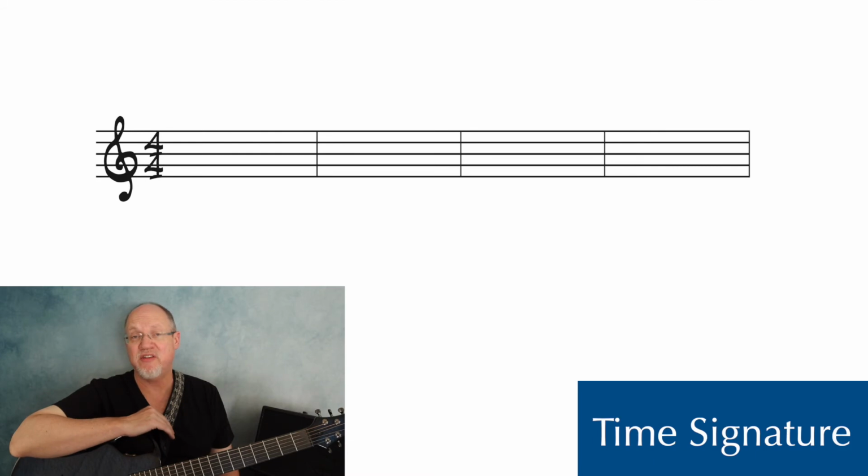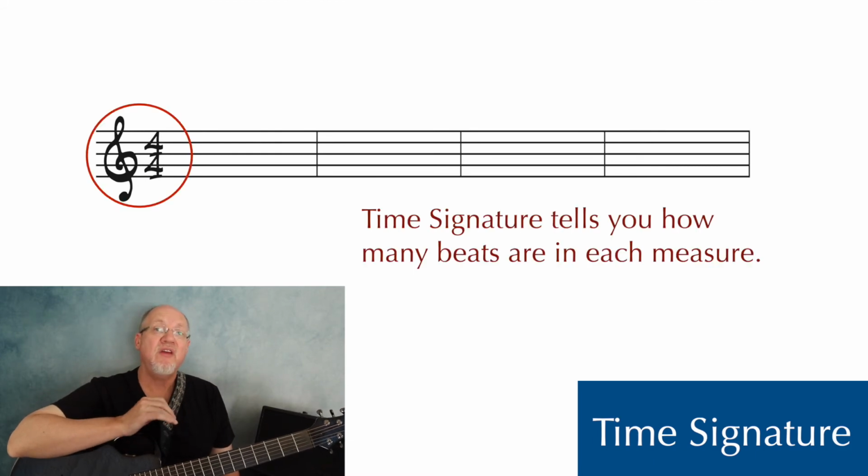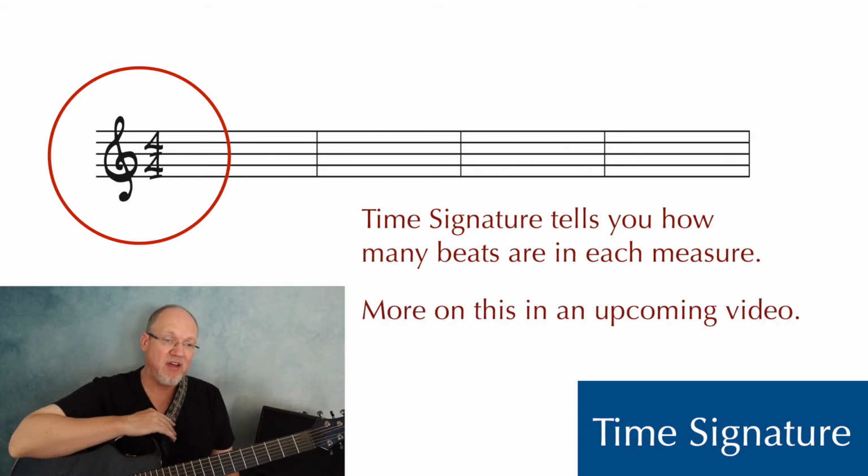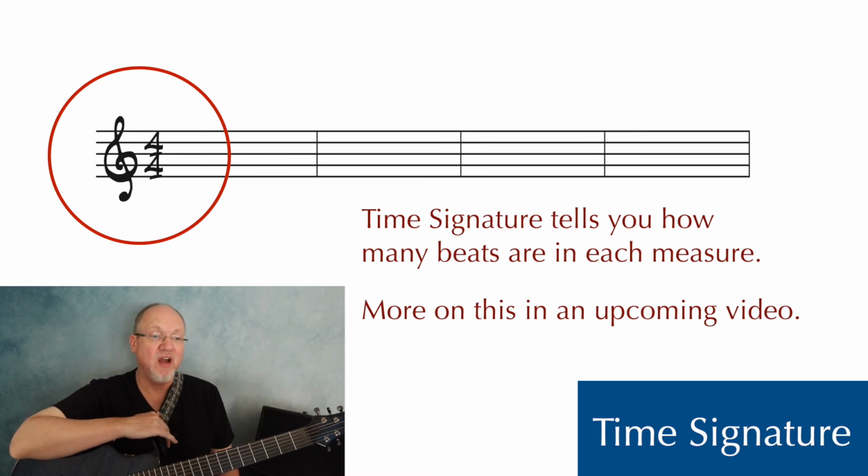Normally, each measure has the same number of beats. You'll see some numbers at the beginning of the music that show how many beats are supposed to be in the measure. In this example, we have a 4/4 time signature, meaning that there are going to be 4 beats in each measure, and we're going to talk more about time signatures in a future video. There you go, that's your introduction to the music staff, measures, and bar lines.